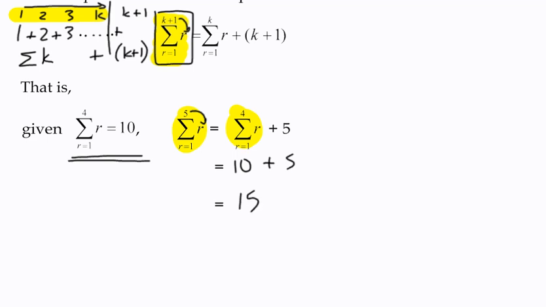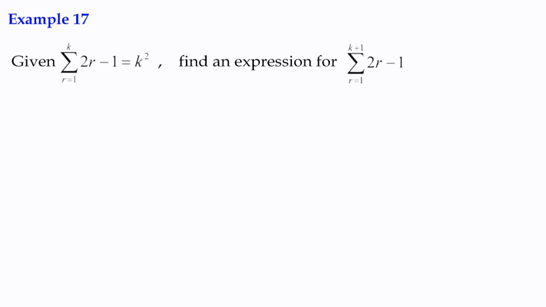Let's have a look at example 17. So this is not proof by induction, we're just trying to use this summation expression. Okay, so given that the sum of the series 2r plus 1 from r equals 1 to k, given that we know that the total value of that is k squared, find an expression for the sum of the first k plus 1 terms of 2r minus 1.